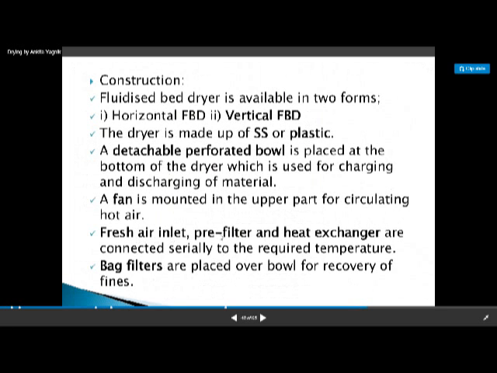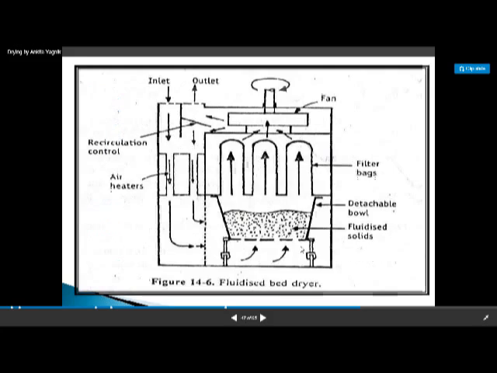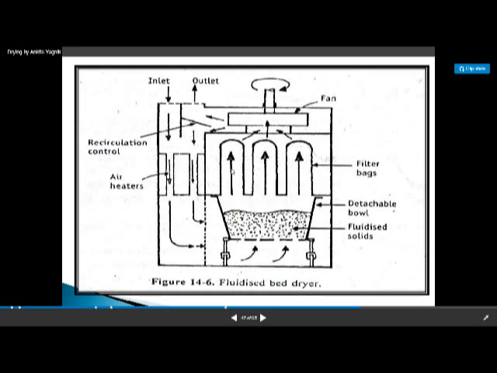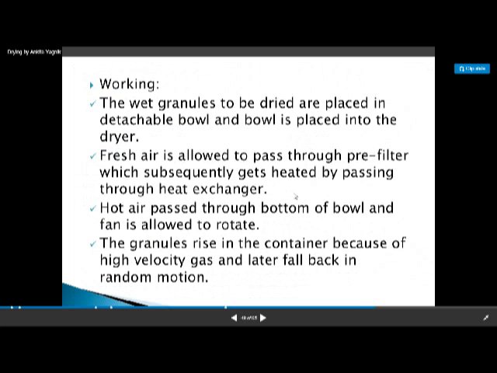A fresh air inlet, pre-filter and heat exchangers are connected serially to get the required temperature. See here, the inlet, pre-filters and the heat exchangers, to get the air heated. And bag filters are placed above the bowl for the recovery of fines. See, these are the bag filters above the bowl. So this is the construction.